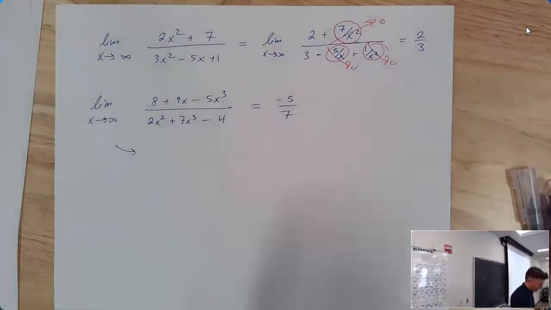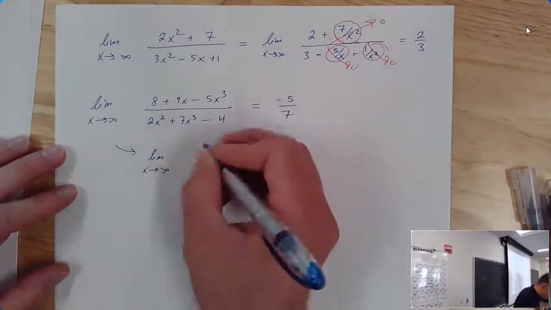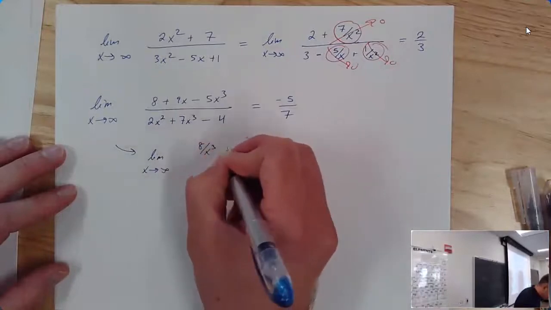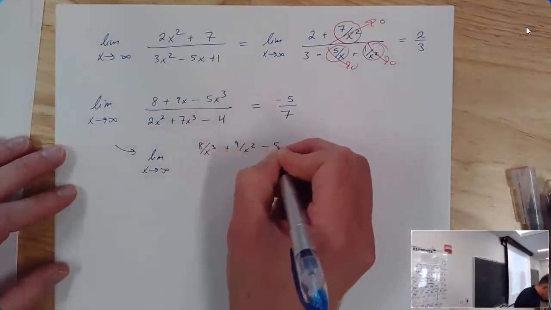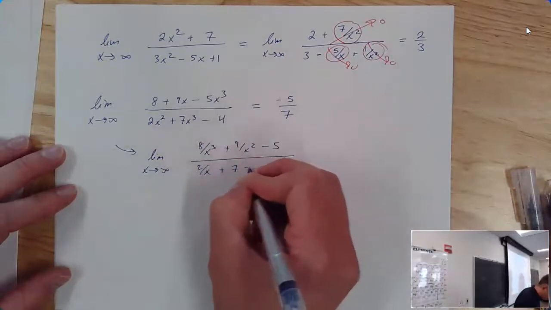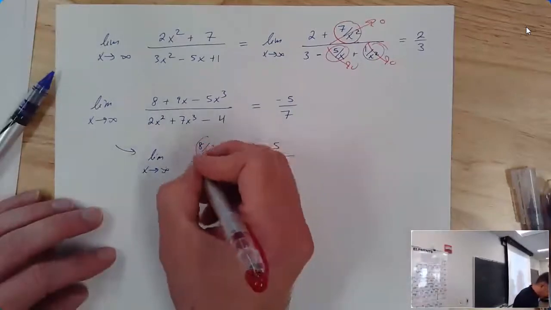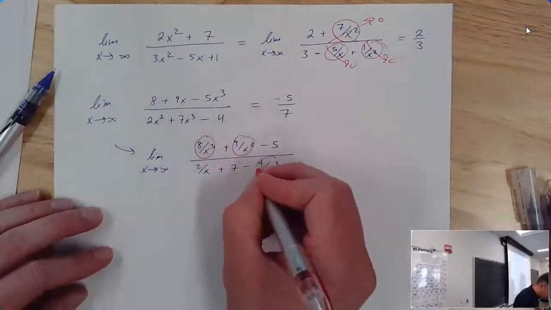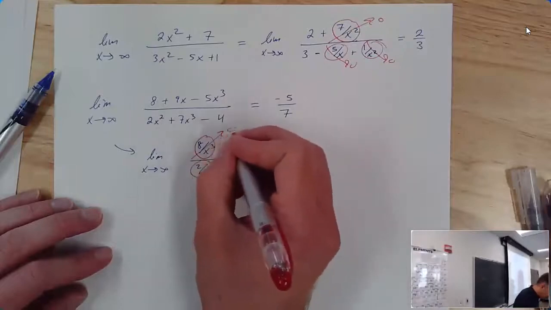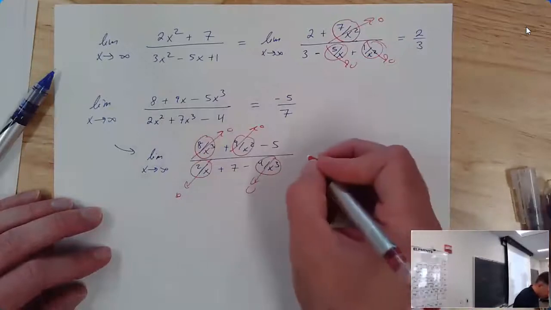But if you divide everything by x cubed, you can say that's going to be the limit as x goes to infinity of 8 over x cubed plus 9 over x squared minus 5 over 2 over x plus 7 minus 4 over x cubed. And then all of the things that are being divided by x to some power are going to end up going to 0. So I end up with -5/7.